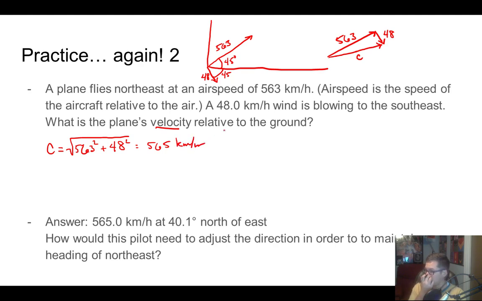But that's not the whole story. Remember, we need two things: we need the magnitude and the direction. So we got the magnitude, that's the 565, so now we need to find the direction. The direction is going to be an angle. If we're going to put this on the graph, remember our 48 would slide up here. So this would be our 48, so our resultant would be somewhere in here. So this angle here is really the angle from here to here, but that doesn't help us define the direction. We need to find this angle. So if we find this angle, we need to subtract it from 45.